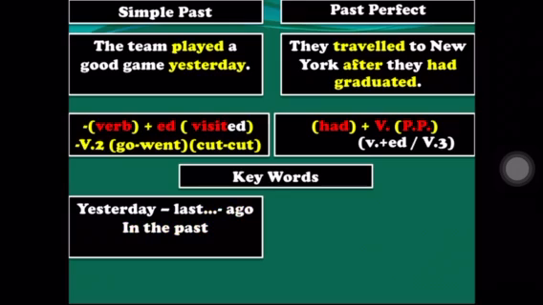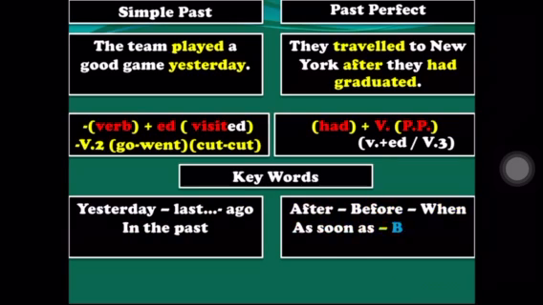When do I use these two tenses? For the simple past, we use the tense when we have a finished action in the past, and I have some keywords that show that the action is finished, like yesterday, last, ago, or in the past. But for the past perfect, we use this tense if I have two actions in the past, one happened before the other. The first action that happened, we use the past perfect, and I have some new keywords for this, like after, before, when, as soon as, because, by, or by the time.